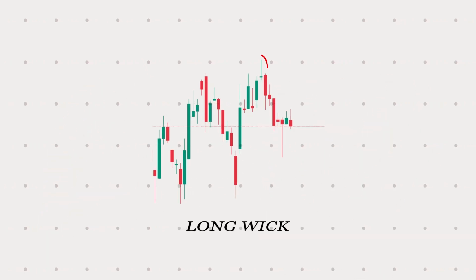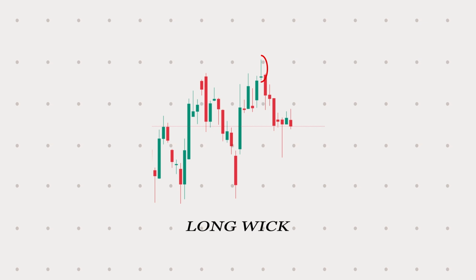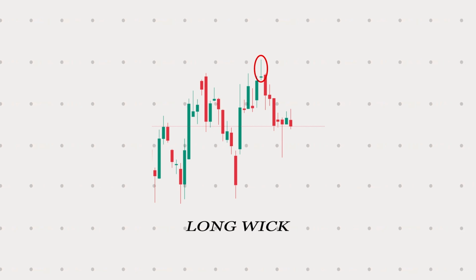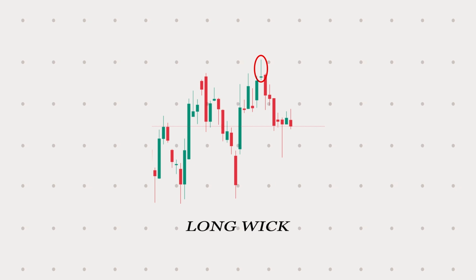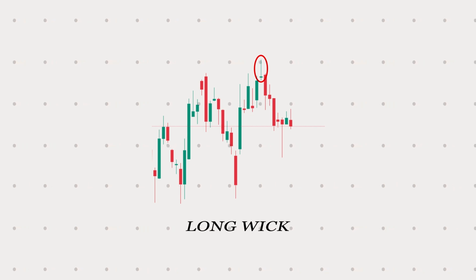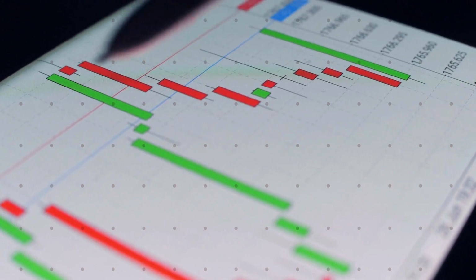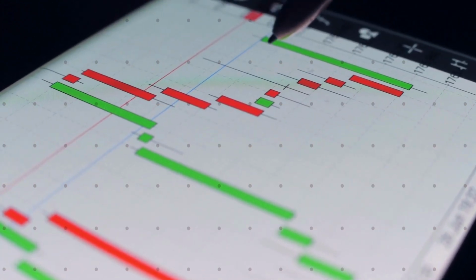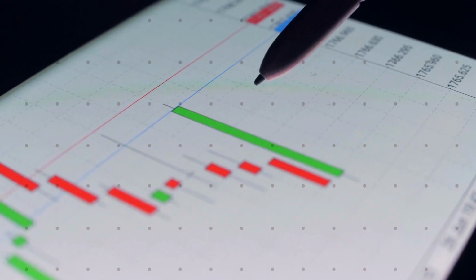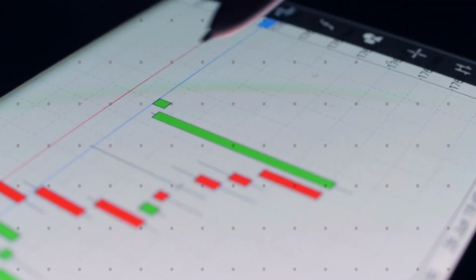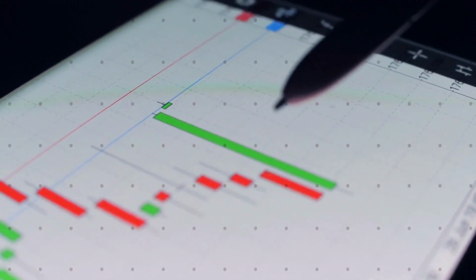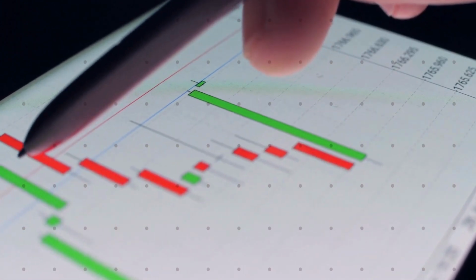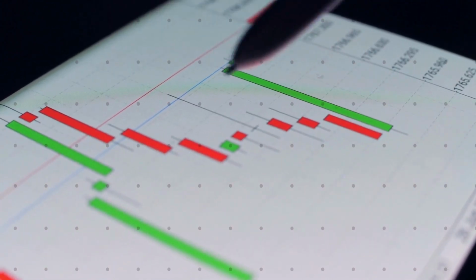Spotting reversals. Long wicks can sometimes signal a reversal is coming. For example, if a green candle has a long upper wick, it means the price tried to go up but faced heavy selling pressure. Support and resistance. Candles help identify key levels where the price tends to stop or reverse. Understanding OHLC and candle behavior gives you a solid base for building strategies and making better trading decisions.